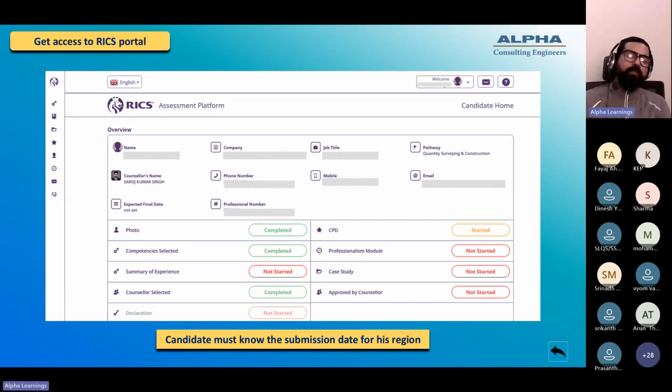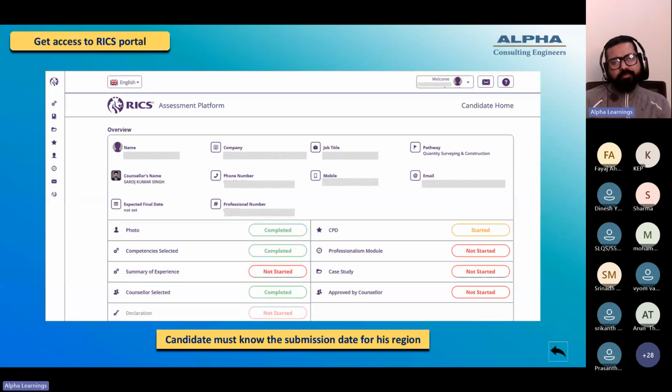The ethics test is multiple choice question answers, and you have to go through a module actually. You have to read some documents and go through a training on the RICS portal, and then write some multiple choice question answers, and you can qualify this professionalism module. You can get unlimited chances to qualify it. It's not a one-time chance.